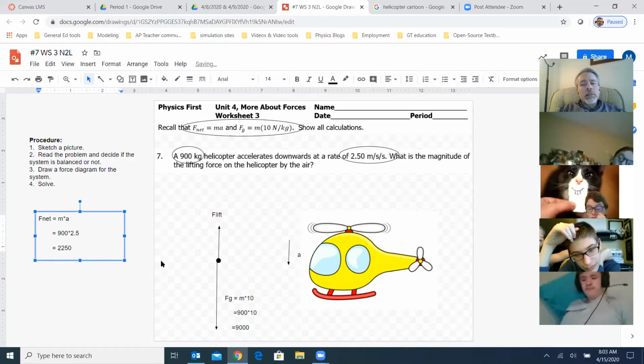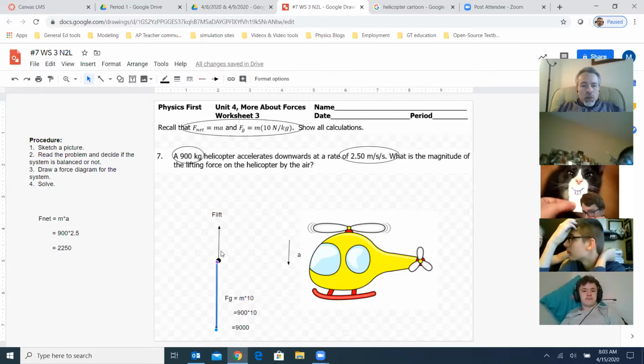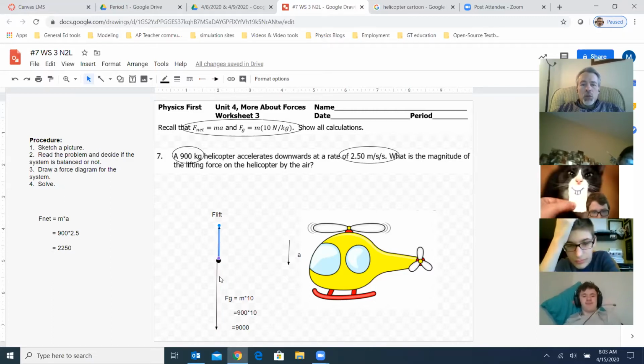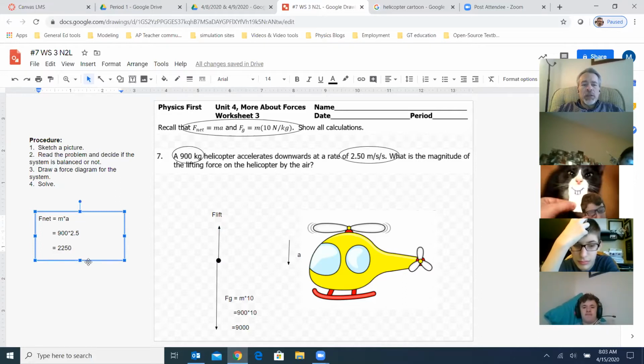Okay, so it's hard to explain this next part, so you really have to focus. Kind of look at my force diagram. So you can see they're not balanced. The gravity force is bigger than the lift force. And if you want to know how much bigger, it's 2,250 bigger. That's what the net force does. It tells you how much is left over.